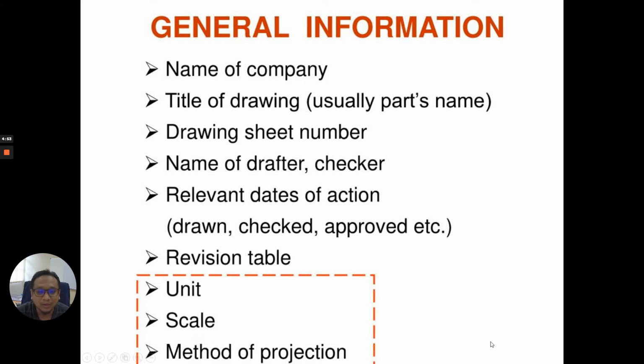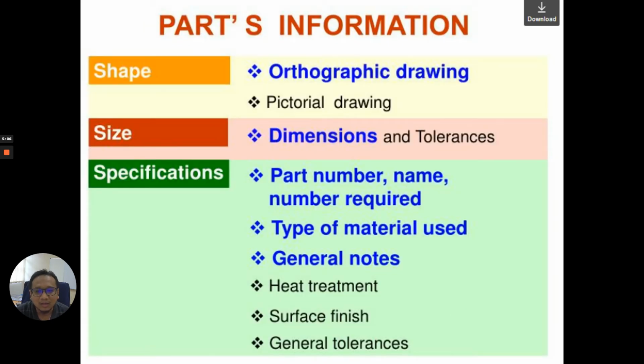and the most important part that we haven't included is the unit. We should include the unit, which is either in millimeters, the scale, and the method of projection. All of this has been discussed in your title block. Now we focus on the orthographic drawing, as well as its dimension and its tolerance. Tolerances are based on geometric dimensioning and tolerancing, and the specification of its parts, the number, names required, and the type of material that the part is using. We have not discussed this yet.